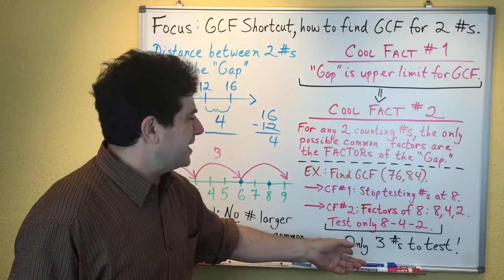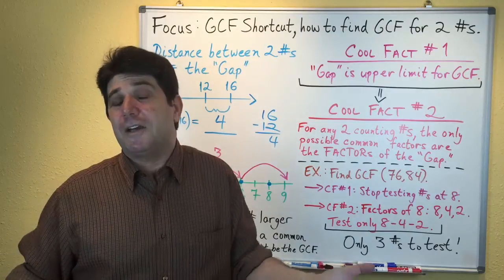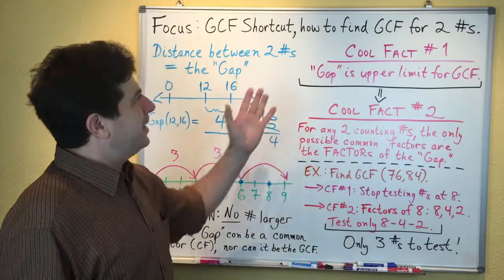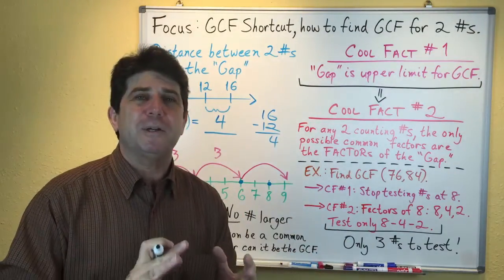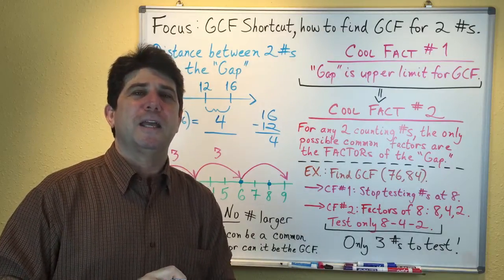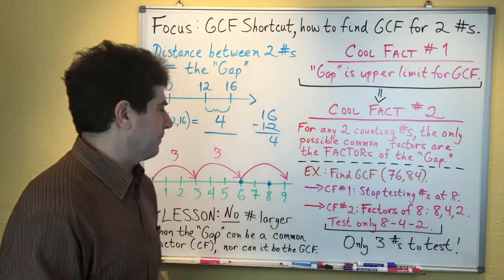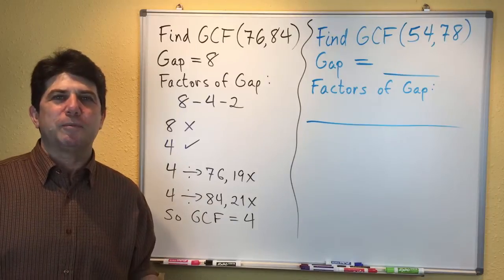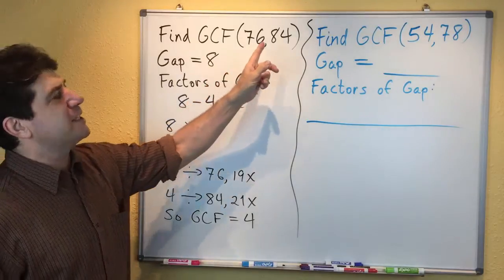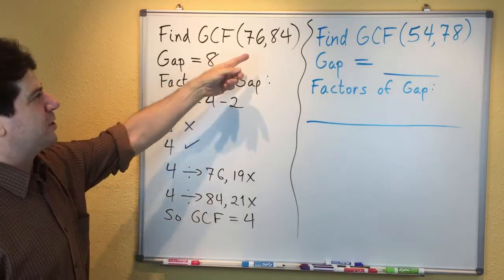So what that means is out of all the numbers there are, you have only 3 numbers that you need to test. And I don't know about you, but I find that pretty cool, that out of all the numbers there are, this system gives you a way to narrow it down so you only have to test a very, very small handful of numbers, okay? And in the next part of this, I'm going to show you exactly what that looks like. So let's just take a little closer look at the problem I had up a moment ago. So that was this. Find the GCF of 76 and 84. So the gap, as I said, was 8, as we saw.